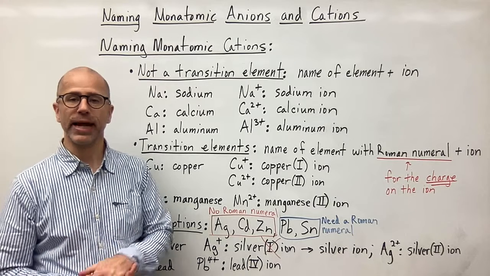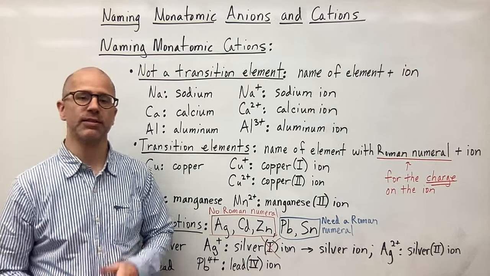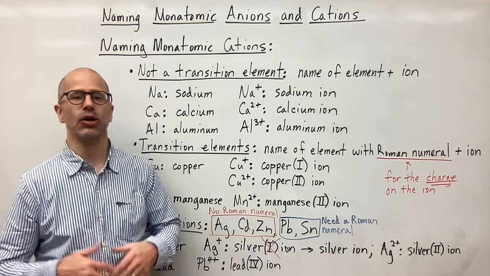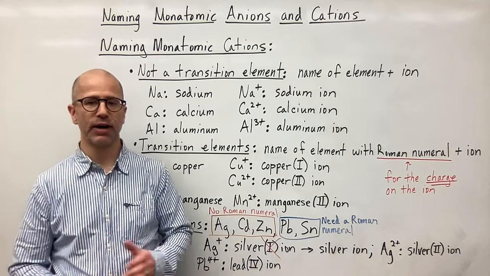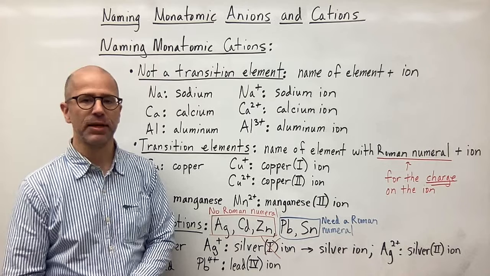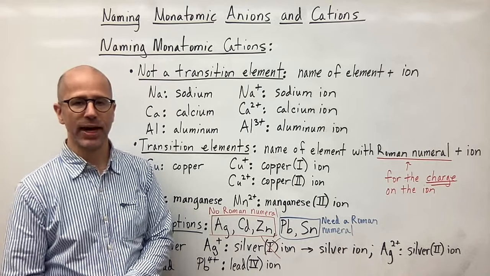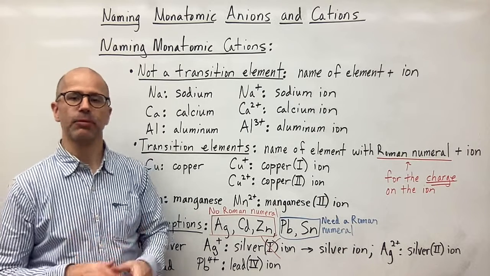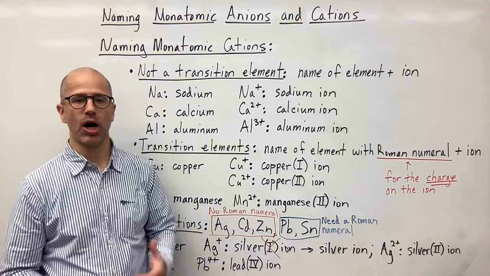The way I remember cations are positive is because the T in cat looks like a positive sign, so I remember cations are positive ions, plus ions. Okay, so how do we name the positive ions? The positive monatomic ions, that is, ions that are made up of only one atom with a charge.